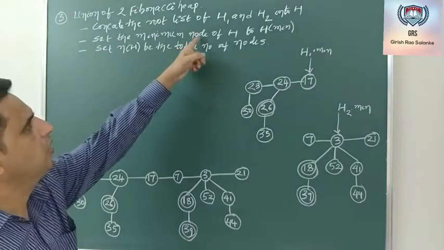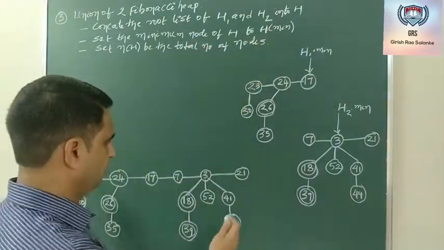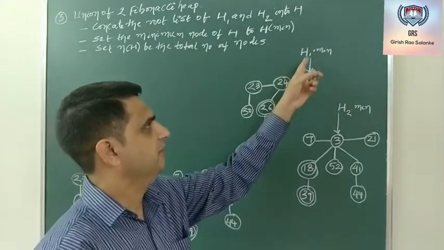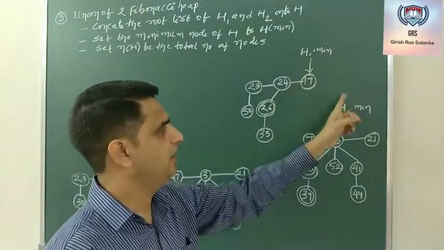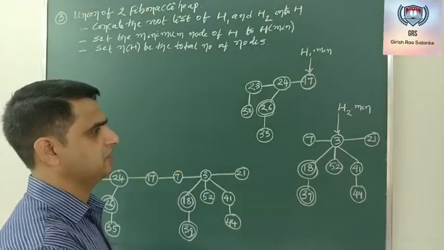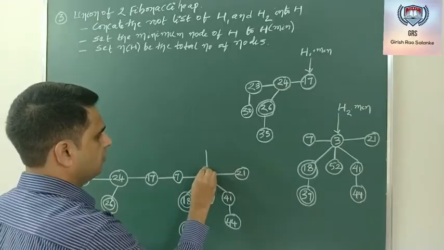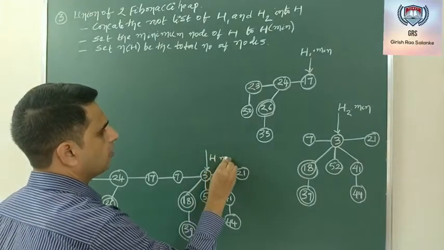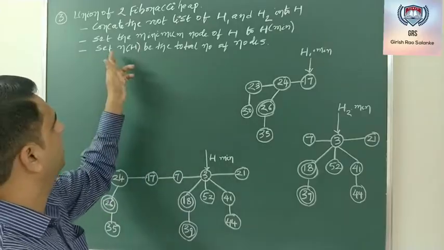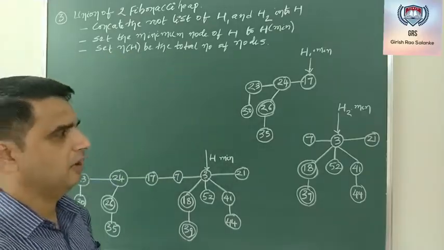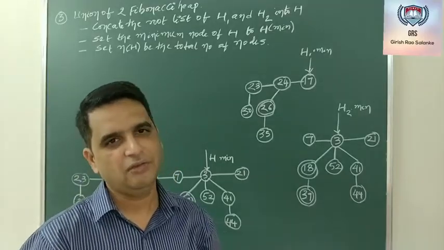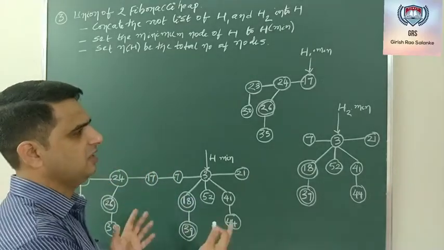Now set the minimum node of H to H.min. So this was my H. Now what am I supposed to do? I need to just check whether H1.min is less or H2.min is less. Whichever is less, I will make it H.min. In this case, this is my H.min. And set n of H to be the number of nodes, which is nothing but n of H1 plus n of H2. So this is the operation.